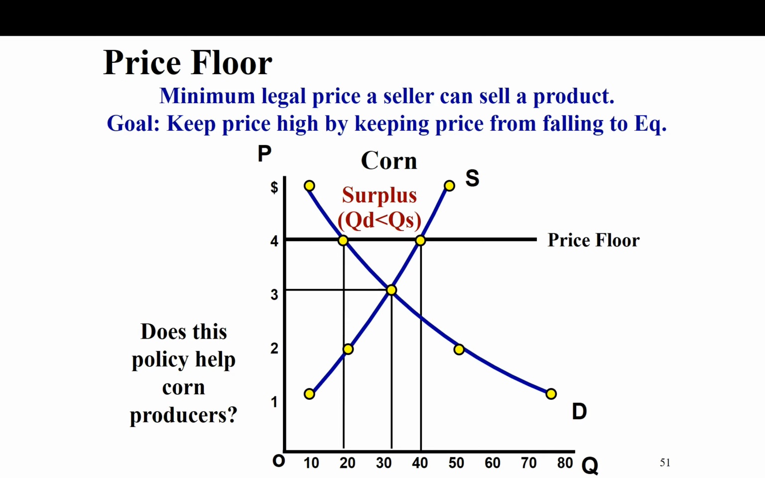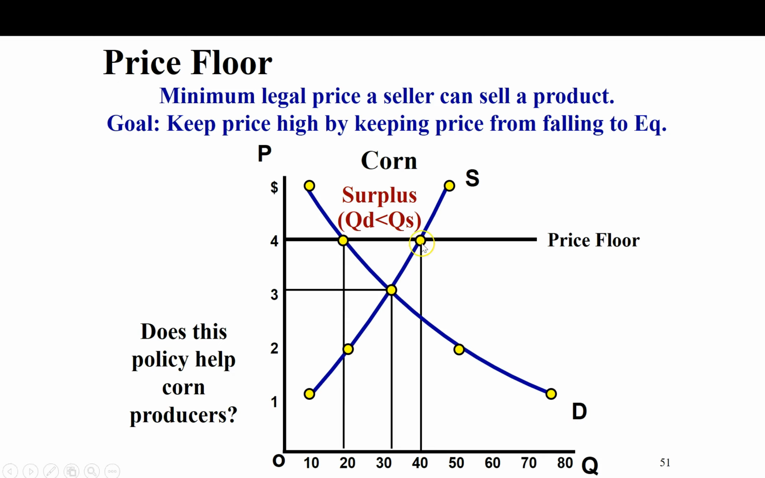So the forces of competition can't lower that price back down to equilibrium. So you have a surplus, and you have a permanent surplus. It cannot be cured through the actions of unfettered markets. So again, does this help corn producers?